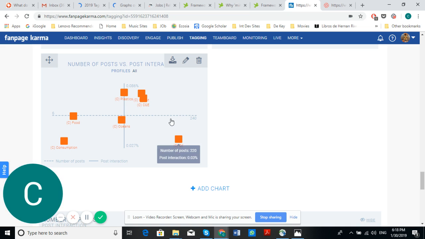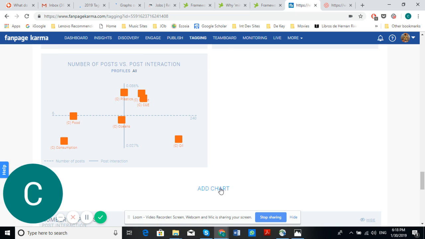Bottom right, you have those campaigns that you published a lot about, but did not perform well. So for example, here, the oil campaign, we have 220 posts published in 2018, but they're very low in terms of post interaction, meaning that we need to understand what happened there and revise the content.